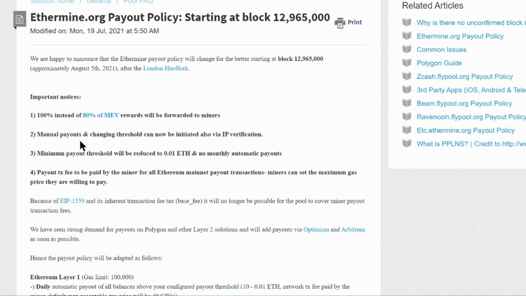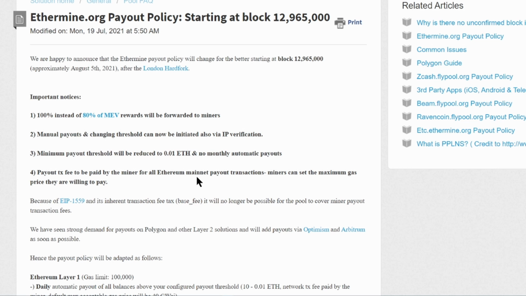Secondly, manual payouts and changing the threshold can now be initiated also via IP verification. The minimum payout threshold will be reduced to 0.01 ETH and there are no monthly automatic payouts. Therefore, if you don't request the payout, nothing will happen. You will just continuously be mining over there and no payouts will happen. Payout transaction fee to be paid by miner for all Ethereum mainnet payout transactions, which is the negative that I saw out of this whole thing.